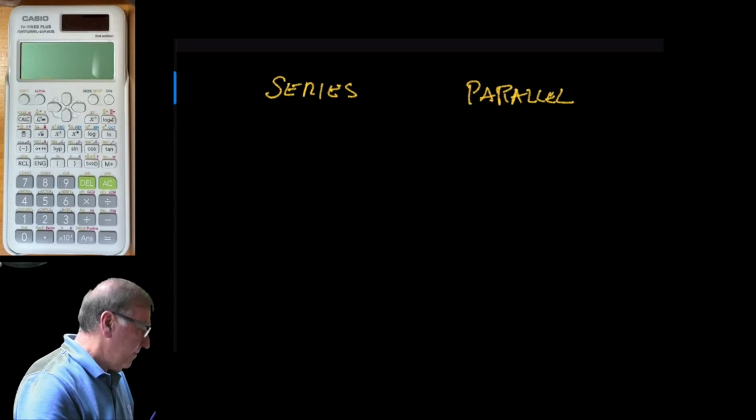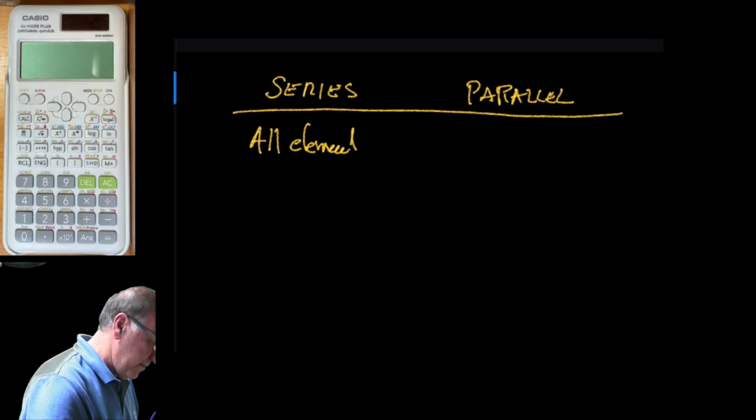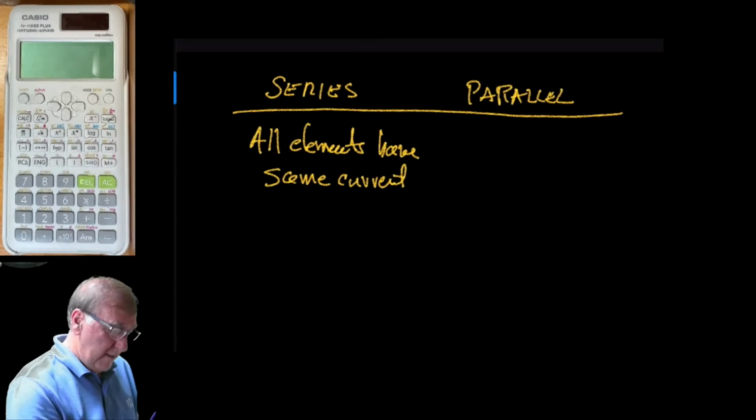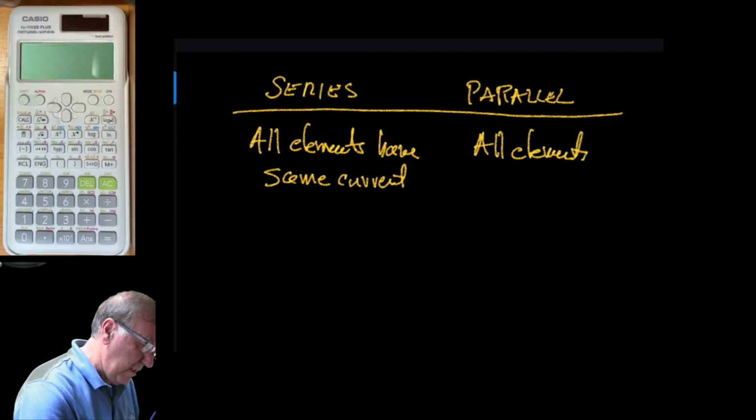So if we start with series and parallel connections, that's what we're going to talk about. In a series connection, all elements have the same current. In a parallel connection, all elements have the same voltage.